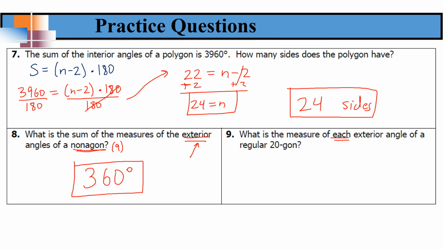Regular means all the angles and sides are congruent, so we need to take the sum of all the exterior angles, 360, and then divide by the number of sides or the number of angles. So we take 360 and divide by 20. That tells us that the measure of each exterior angle is 18 degrees. If 360 degrees is split up into 20 equal angles, each angle will be 18 degrees.